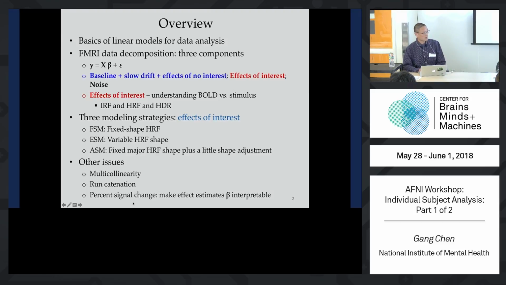Then if we still have some extra time, we're going to talk about some miscellaneous aspects like multicollinearity. Then we have practical issues like you have multiple runs. How do we handle it?